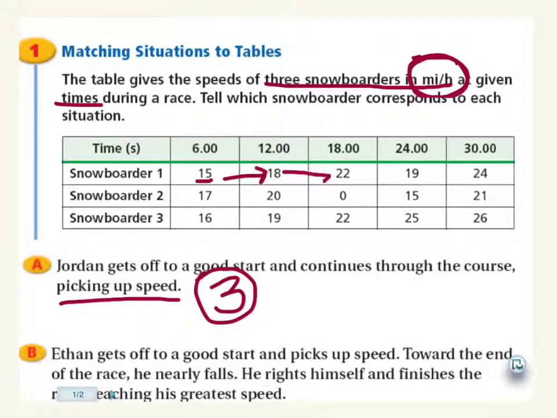Toward the end of the race, so he's picking up speed. Toward the end of the race, look at what happens from here to here. Something happened. Could it possibly be that he almost fell? So he slowed down, but he corrected himself and ended up going faster than he was at any time during the race before. Looks like snowboarder 1 is Ethan.